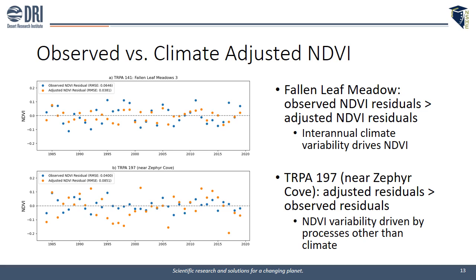And here you see that the adjusted NDVI residual is much greater than the observed NDVI residual. And so once you remove the effect of climate, you're seeing a greater variability over time around that trend line. And so what this tells us is that this meadow is responding to stresses that are outside of interannual climate variability.